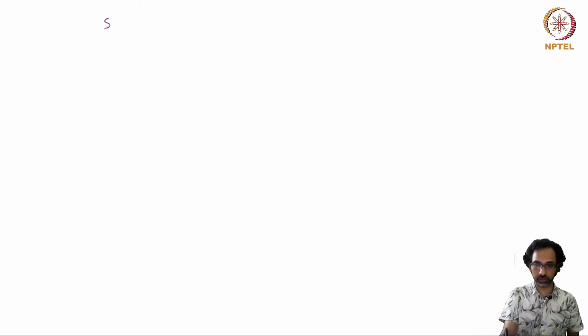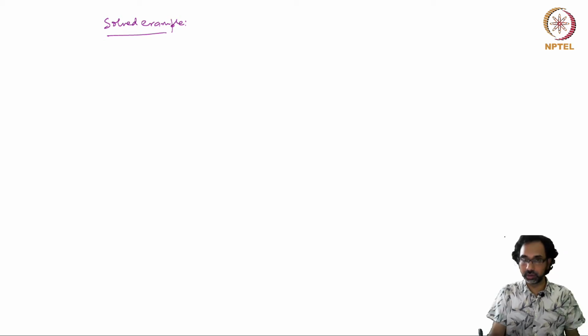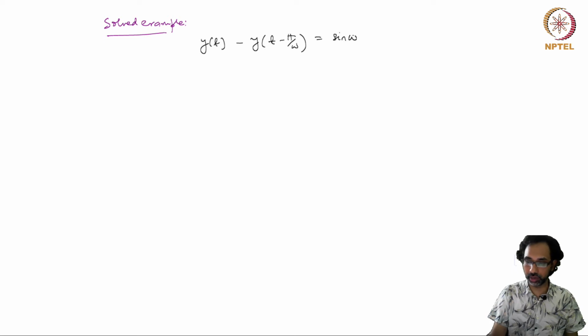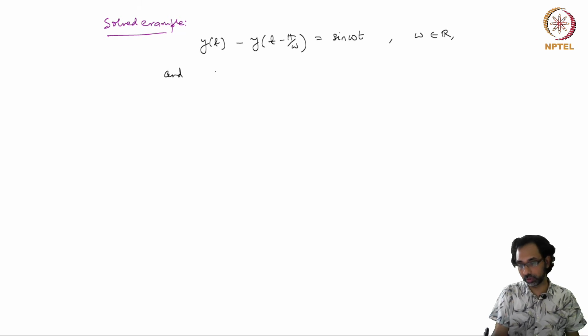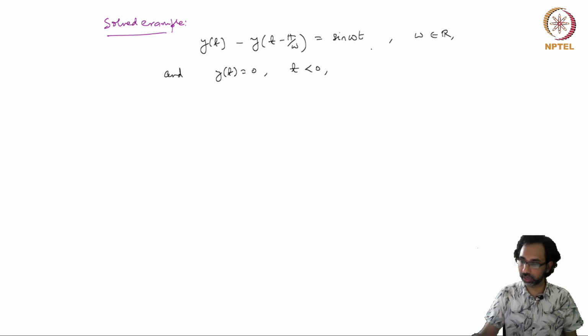So let's take a solved example. We consider y(t) minus y(t - pi/omega) equals sine omega t, where omega is a constant real number, and we impose that y(t) equals 0 for t less than 0, and this equation is valid for t greater than or equal to 0.